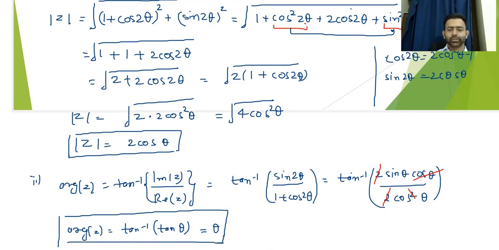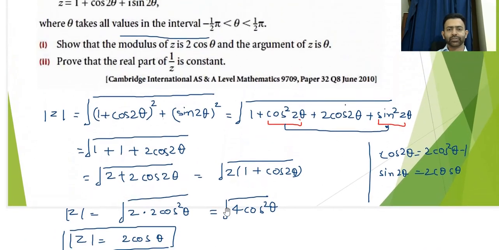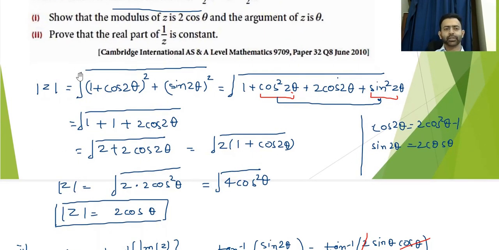Okay, so this is the answer as far as your first part is concerned, and the second part is that we have to prove that the real part of 1 upon z is constant. Now before doing this, just remember one identity that I told in the introductory lecture of this complex number chapter, that z into z conjugate is mod z whole square.